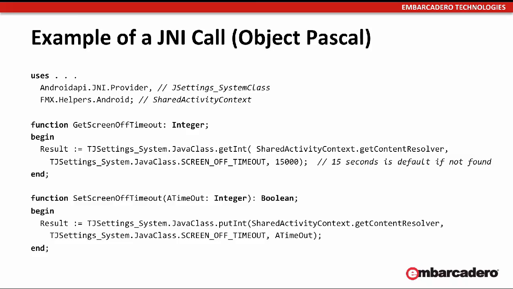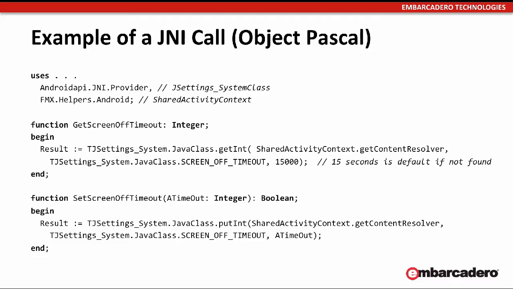I've added two units to my uses clause. The first one is the Android API JNI.provider. This is where the class I'm looking for is defined, which is the settings class. This is the class you'd use to modify settings on the Android device. The second one there is the FMX helpers Android, and this gives me the shared activity context, which you need in order to make a lot of calls to other Android classes.